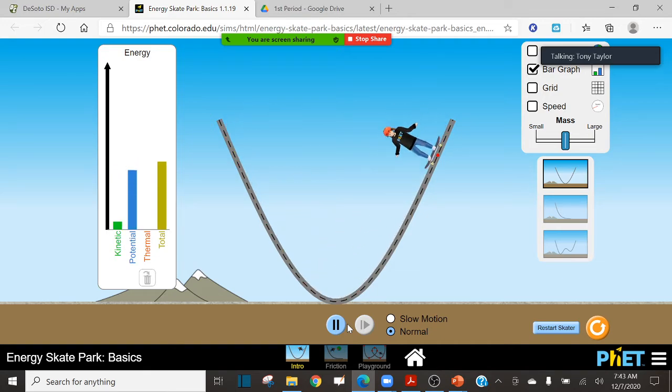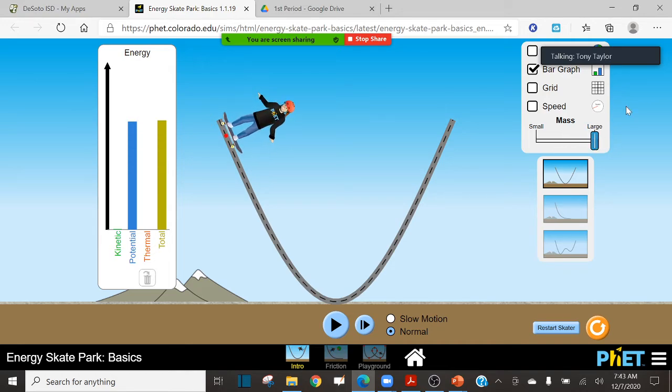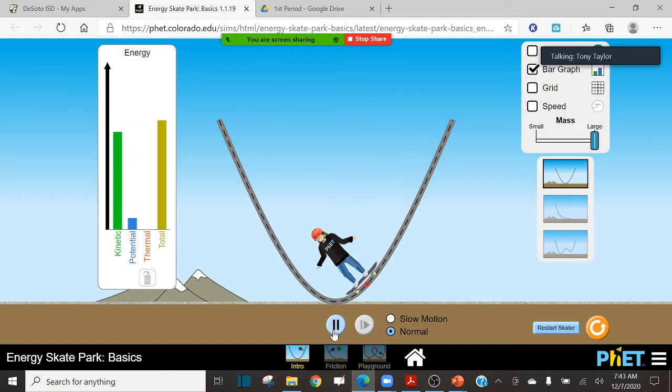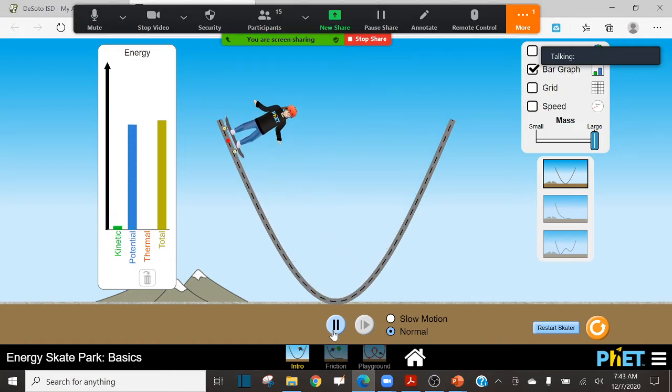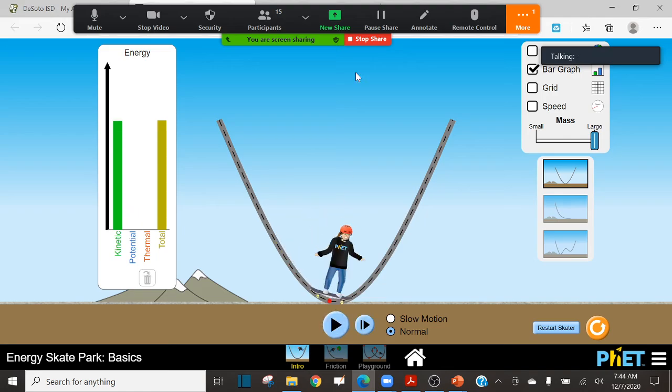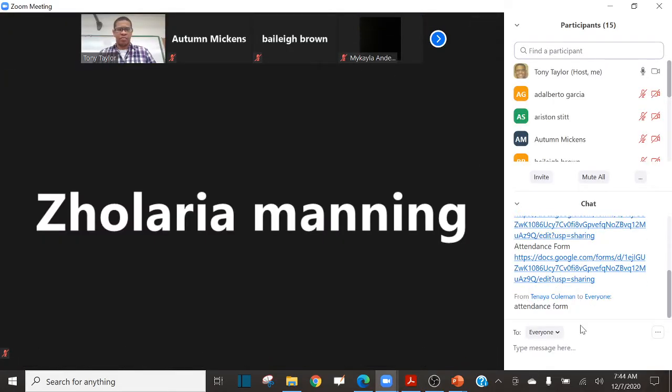One more thing I want you guys to see here. Notice what happens when I increase his mass. When I increase his mass, so he gets bigger, notice how the potential energy grows. So an object that has more mass has more potential energy. Okay, so just something to keep in mind. All right, so let me stop this and let me go back to the PowerPoint.